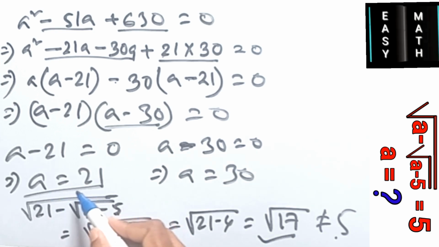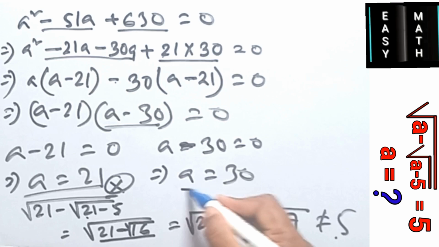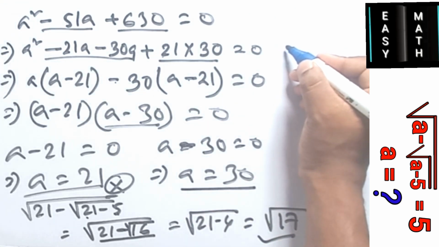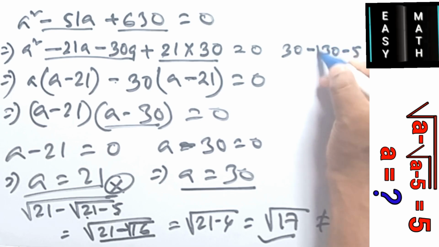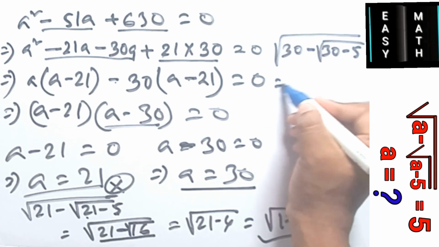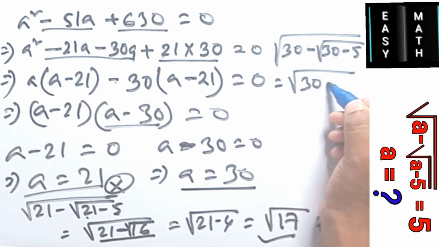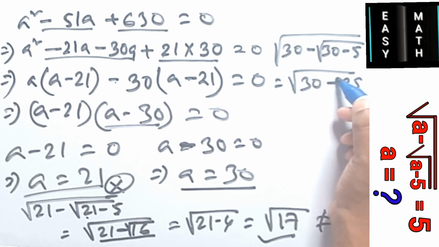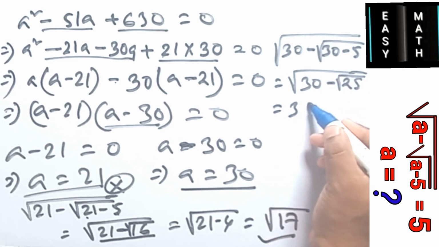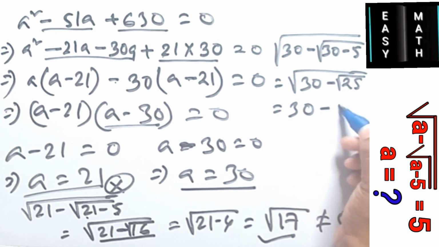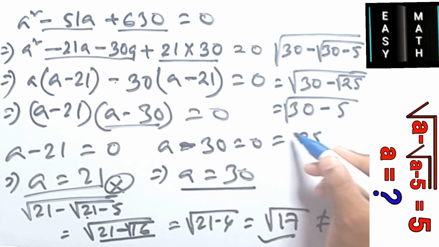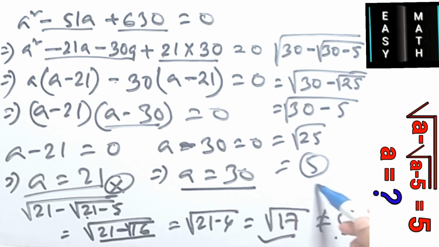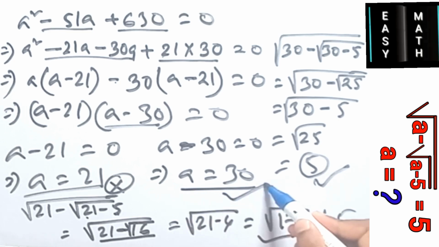So a equals 21 is cancelled, and again a equals 30, so root 30 minus root 30 minus 5. 30 minus 5 is 25, root 25 is 5, and 30 minus 25 is 5. So this is proven. So a equals 30 is right.